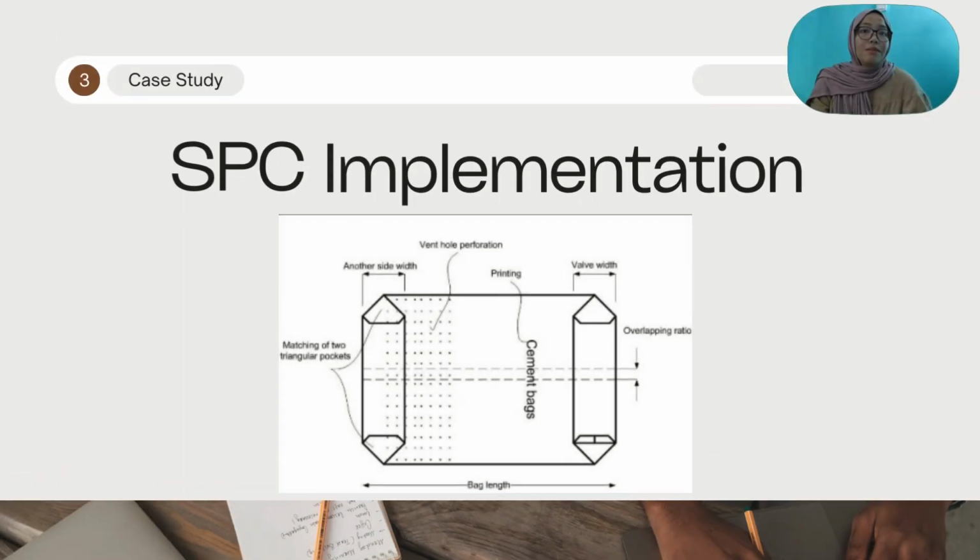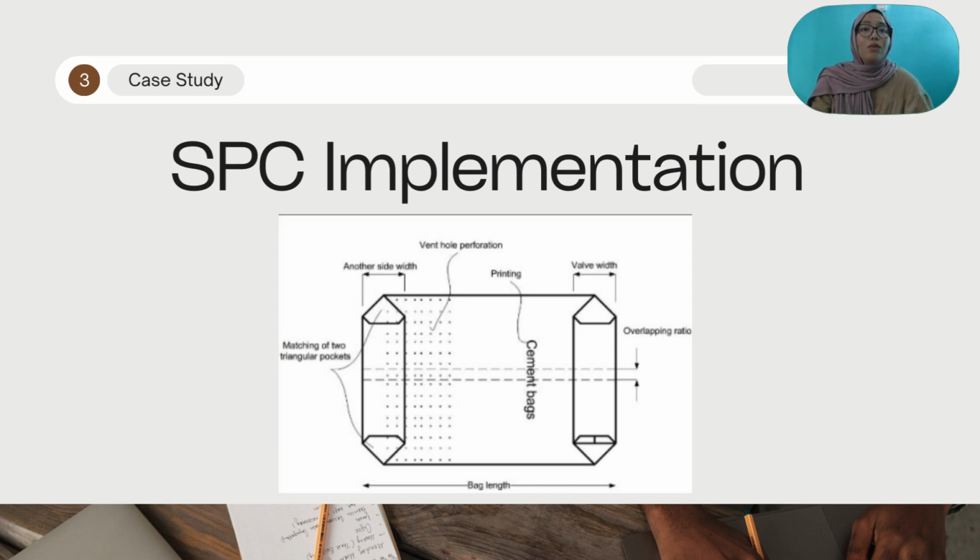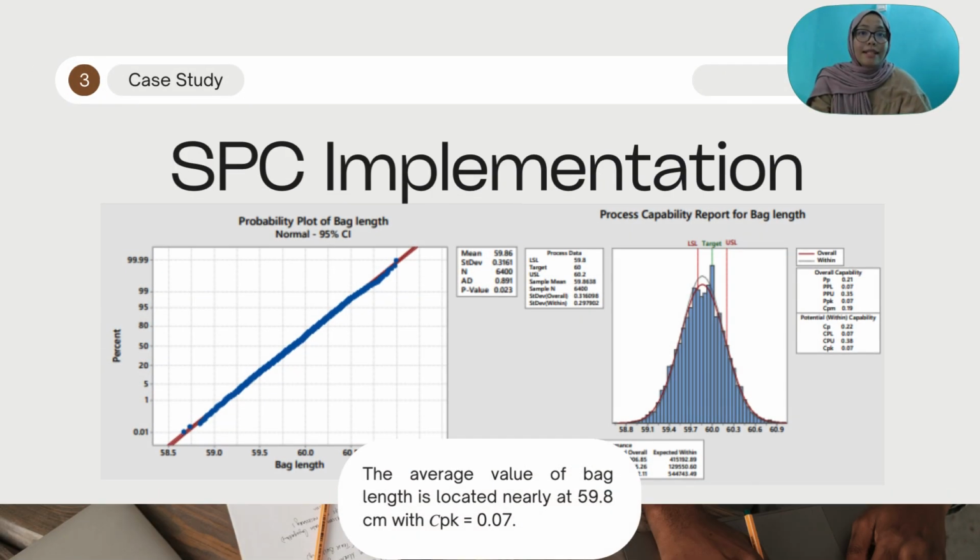The figure shows the cement bag drawing. The drawing is labeled with the matching of triangular pockets, vent hole perforation, and the overlapping ratio of the bags. From the data collected on the check sheets, the bag length is analyzed. This resulted in an average bag length of nearly 59.8 cm, with the CPK at 0.07, meaning that the process center is moved towards the left and contributes to a great extent to the process's capability to meet the desired specification, and it's imperative to make significant modifications to reach the proper quality.